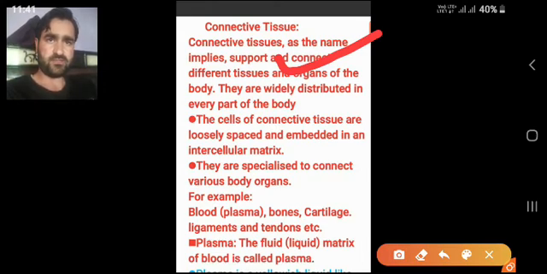Examples of connective tissue are blood or plasma, which is the liquid or fluid in which the cells are embedded, bones, cartilage, ligaments, and tendons. Now let us discuss all these one by one. Plasma, as I told you, is the liquid or fluid matrix of blood. So very simple. What is plasma? Plasma is nothing but the fluid or liquid matrix of blood.